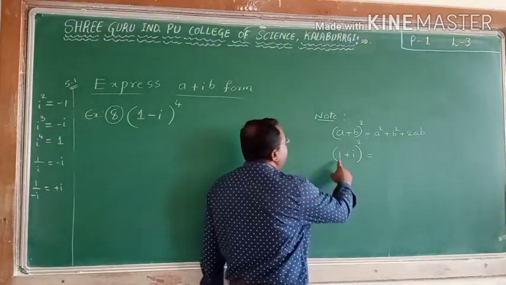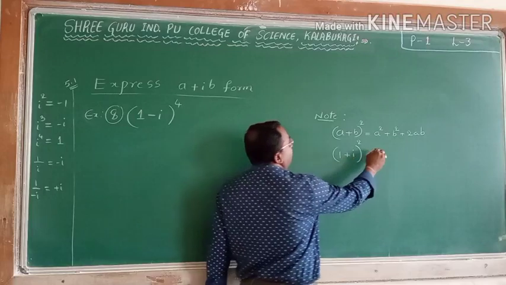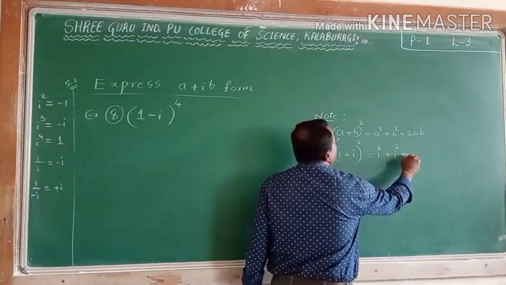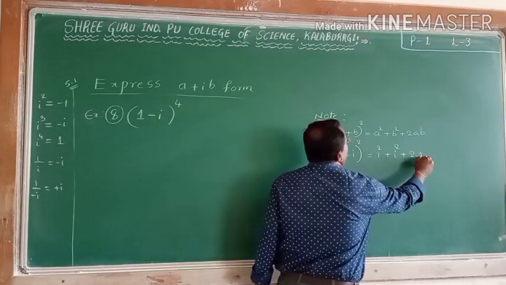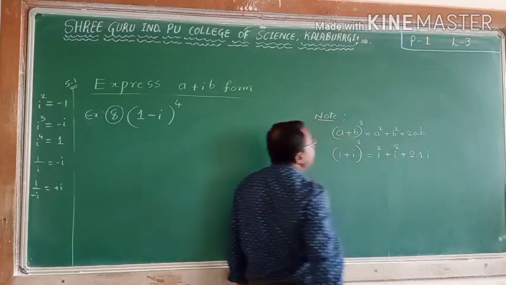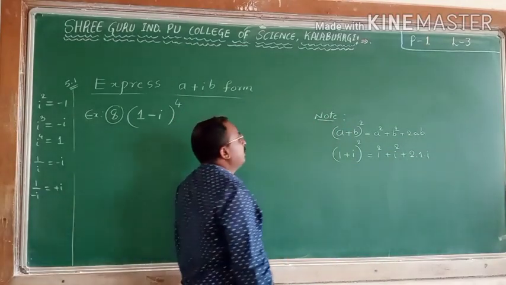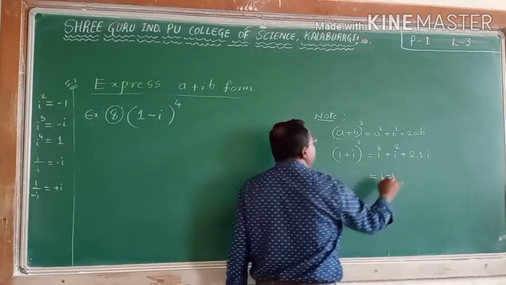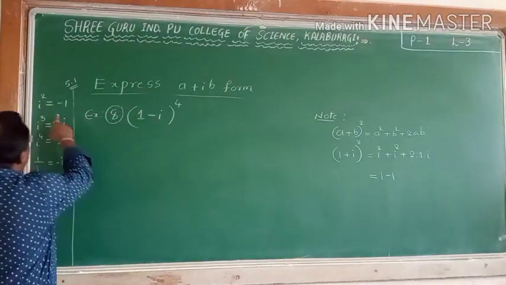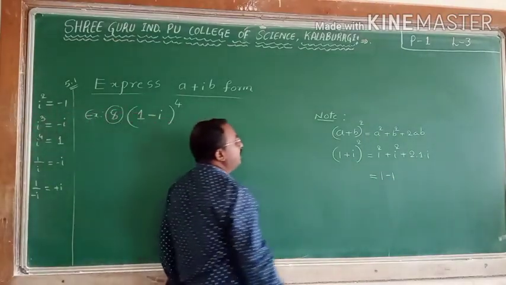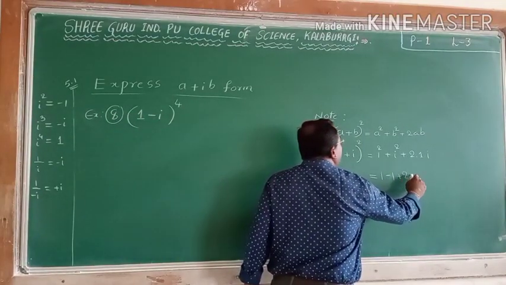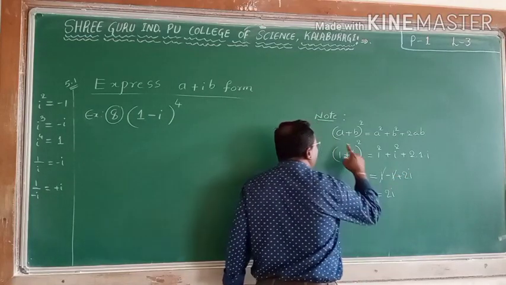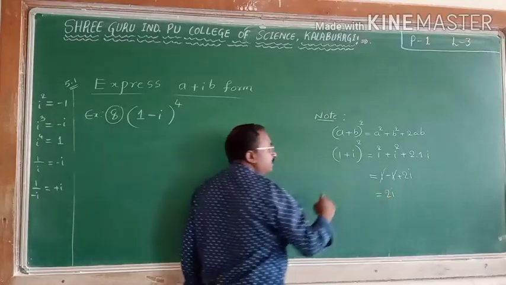This is treated as a, this is treated as b. a square plus b square plus 2ab. Here 1 square is 1, i square value is minus 1. 2 into 1 into i is 2i. Plus 1 minus 1 get cancelled, 2i present. 1 plus i whole square value is 2i.